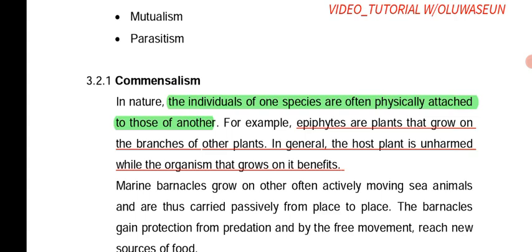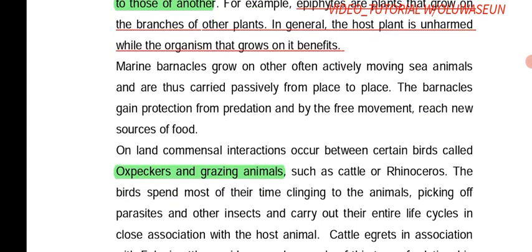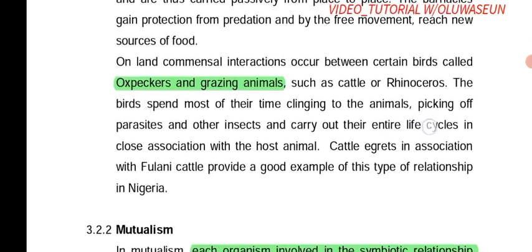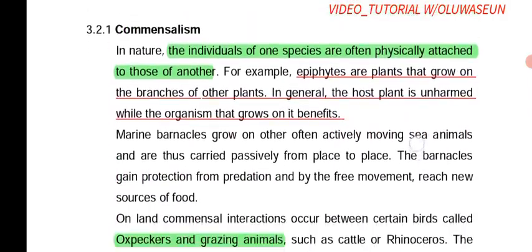So that's what I'm saying here, that epiphytes are plants that grow on the branches of other plants. In general, the host plant is unharmed, while the organism that grows on it benefits. What type of benefit is that? Commensalism is benefiting by getting support. That is commensalism. Another interaction of commensalism occurs when we see birds and certain grazing animals, oxpeckers and grazing animals like cattle and rhinoceros also exhibit this type of commensalism.